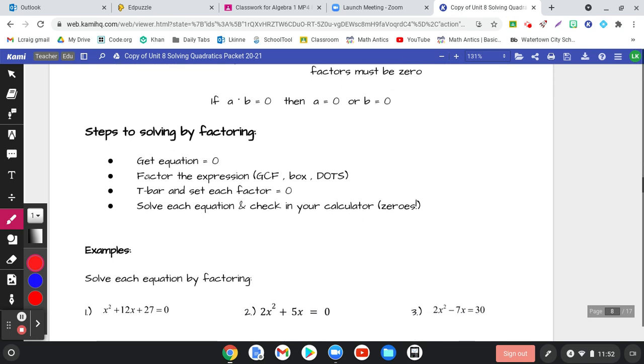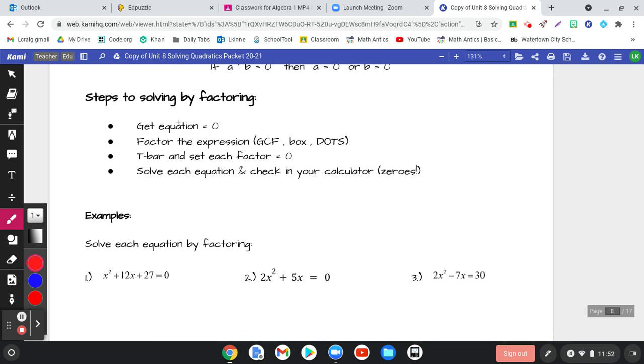So these are the steps for factoring. First, get the equation equal to 0. If you see something on the other side of the equation, like this 30, we're going to put it on the other side and just change its sign. That'll be the first step in the other method as well that we'll talk about. Then you're going to factor. We learned 3 ways to factor: GCF, using the box method with the 2 parentheses, and difference of 2 squares using the parentheses. And we'll review those today.